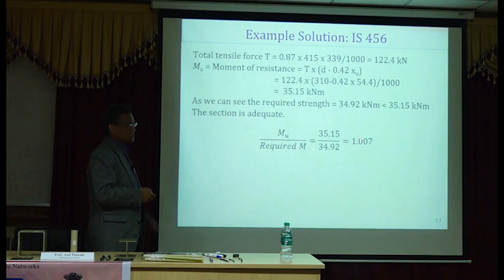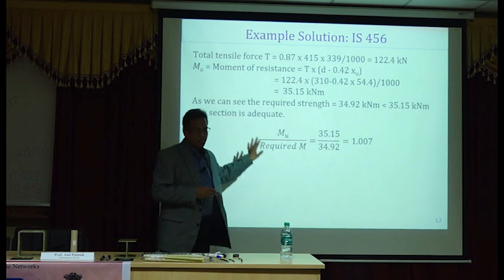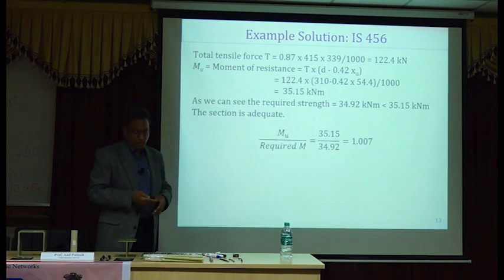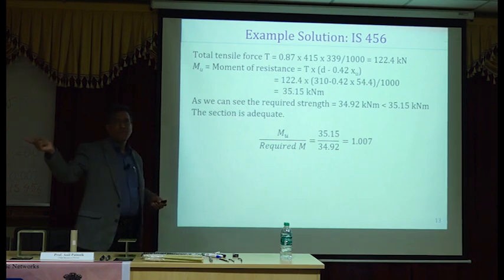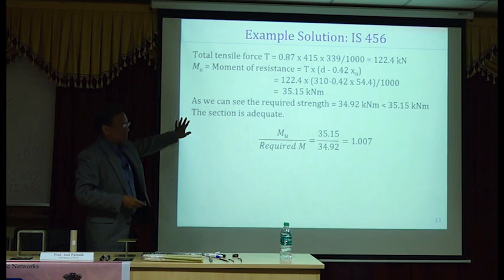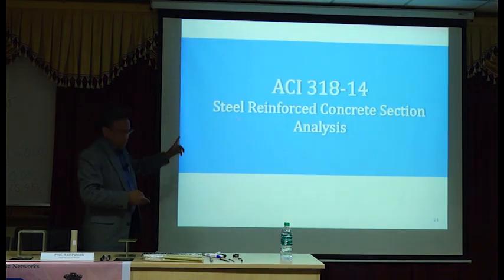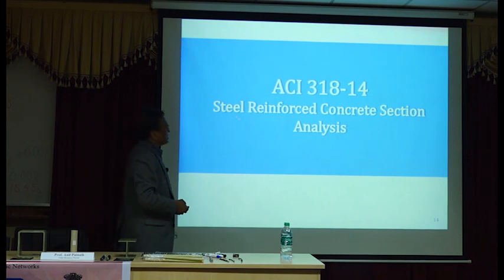Over required moment, which is the factored load moment, is very close to 1. That's by design. I wanted it that way, so that we can see the difference between IS 456 design and ACI design. This is perfectly matching, so IS 456, at least that's what I think. Now let's go over ACI 318.